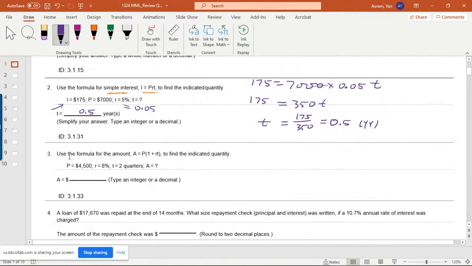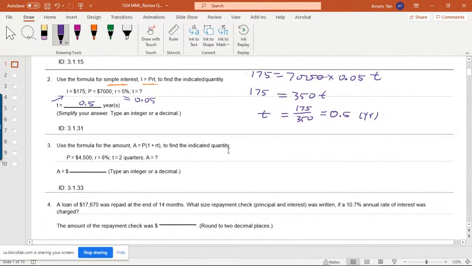Okay. This one is using this formula to find the indicated quantity. That means you want to find the total amount A, right? So what is the total amount A in here? Well, I want to find the A, so I have P here is 4500. Okay, 1 plus R, and I want to convert the R into a decimal point. So that's 0.08 times the T here, which is 2, right?